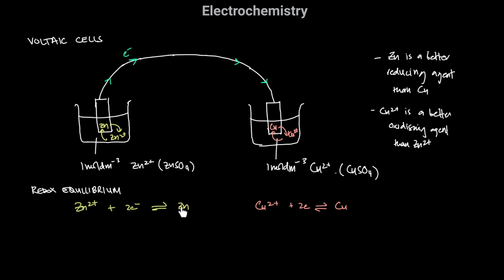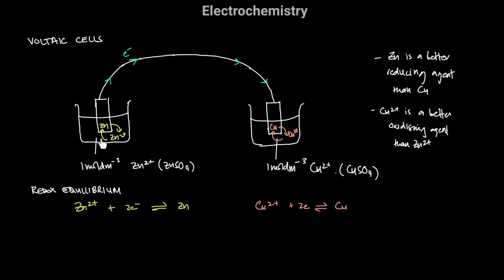Of course, zinc is the more reactive metal, so this equilibrium, initially before the wire was connected, would lie further to the left. In this case the backward reaction was more favored than the forward reaction, relative to the copper, where this equilibrium would have lain further to the right. So here the forward reaction was favored more than the backward reaction. So we can say that you have the better reducing agent here amongst the two metals in zinc, and you have the better oxidizing agent here in copper 2 plus, amongst the two ions.